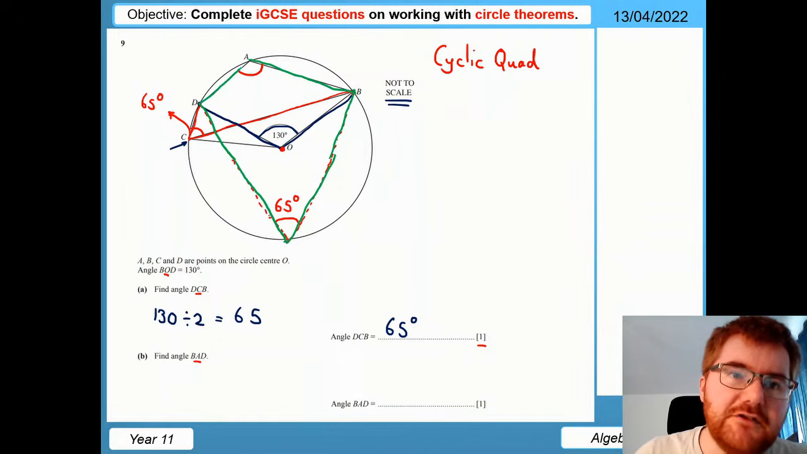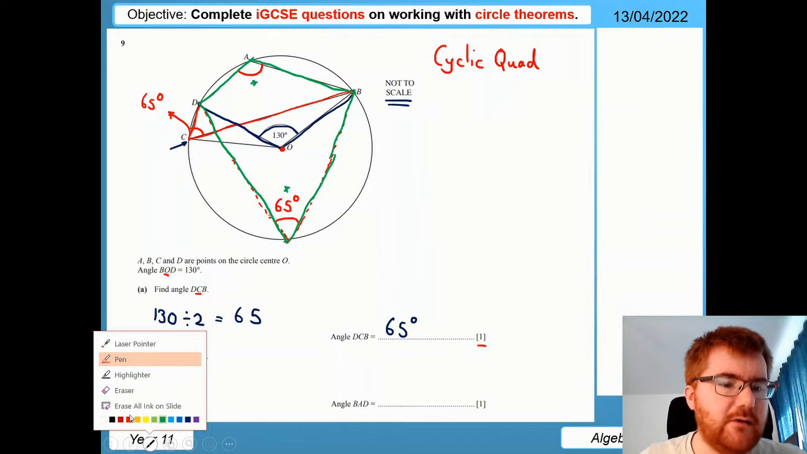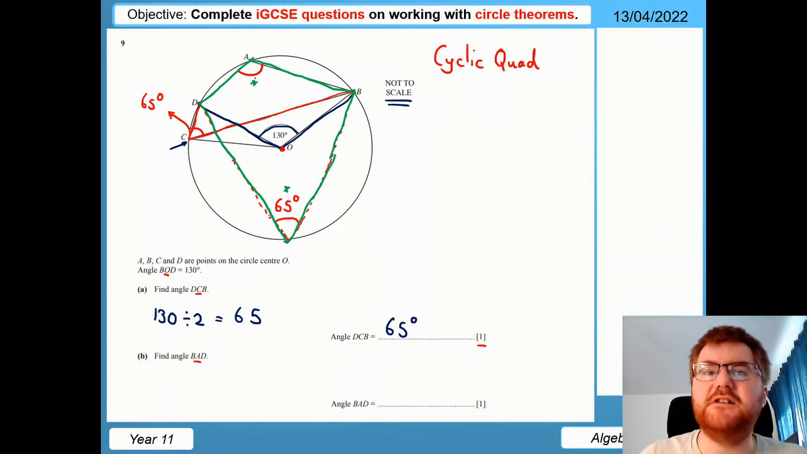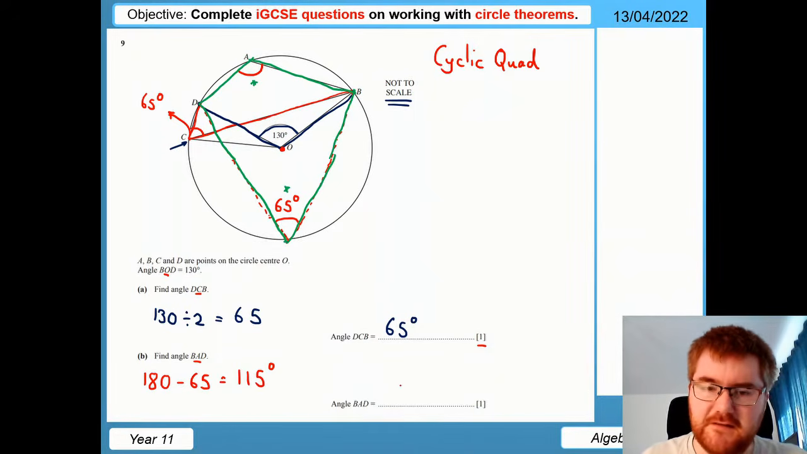So now I can use that rule where this angle and this angle add up to 180 degrees. So you want to be very careful using cyclic quads. You need to make sure every vertex is on the circumference. So if these two add up to 180, then all I need to do here is 180 minus 65, and that will be equal to 115 degrees.